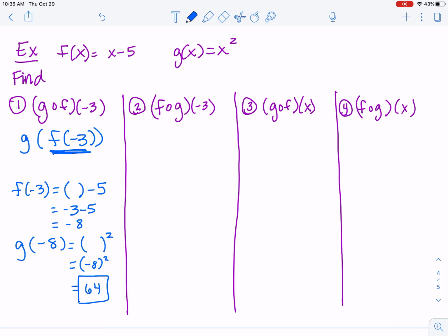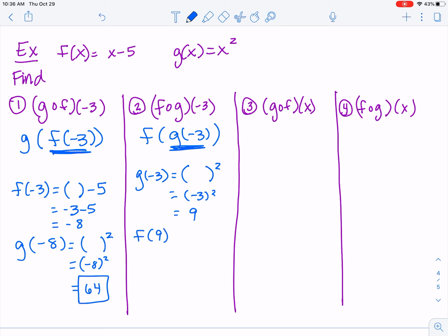Okay. Let's take a look at number 2. Notice this is f composite g of negative 3. That is the same as f of g of negative 3. So I'm finding g of negative 3 first. I'm taking negative 3, substituting it into the g function. The g function is x squared. I'm plugging in negative 3 squared. Well, that's 9. So now I'm taking the 9 and I'm substituting it into the f equation. Well, it's something minus 5. Well, 9 minus 5 is 4.